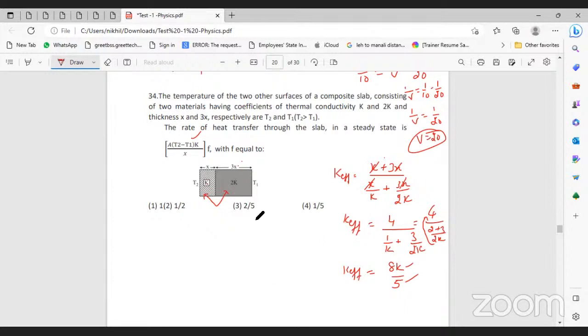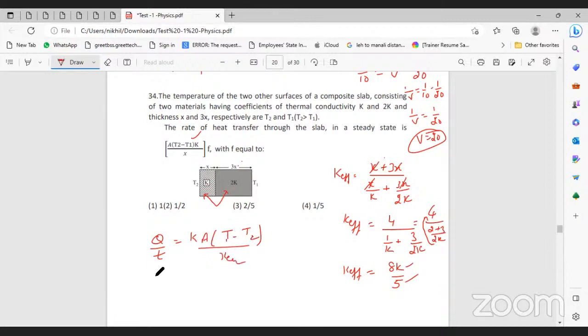So after getting the K effective, you know the formula for the amount of heat transferred per unit time. That is K times area into higher temperature minus the lower temperature divided by the thickness of the slab.